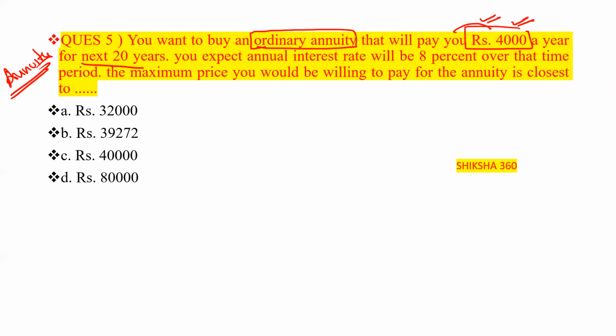So the maximum price you would be willing to pay for the annuity is closest to, clear? The maximum price, what we have to pay presently. They are asking: what is the present price, the present value, which we have to pay here? So now what we have to do is directly put in the formula of the present value of the annuity. So now let's start. What is the present value of the annuity? Please write fast. What is the formula of that present value?